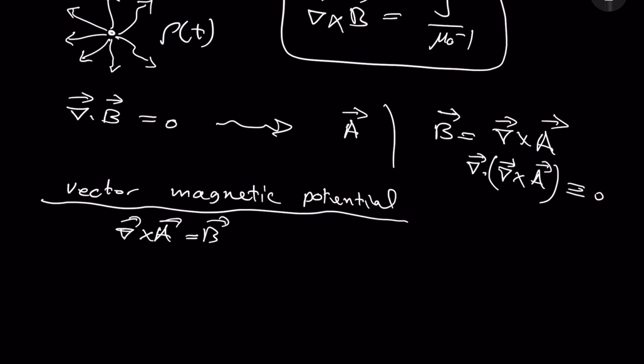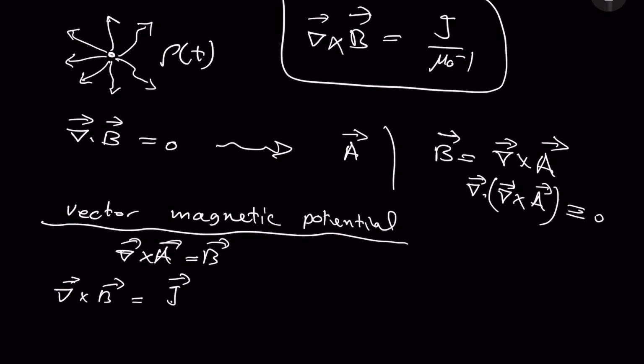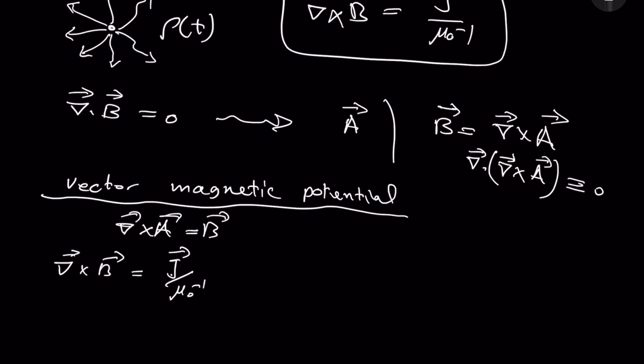So now, what about the other equation, that curl of B is equal to J over mu 0 inversed. So we can say that this is going to be equal to curl of curl of A, and that's going to be equal to mu 0 J, or if you like Elliott's notations.